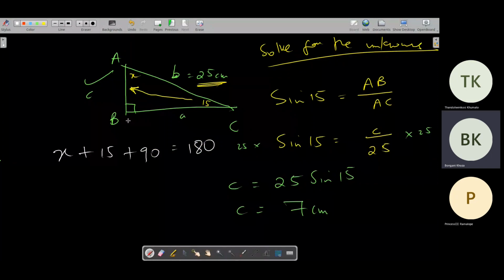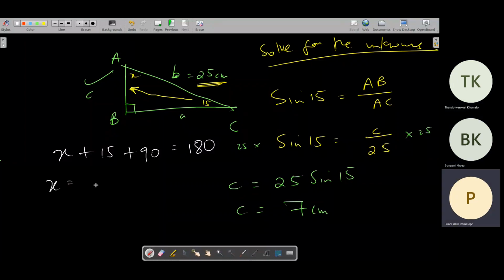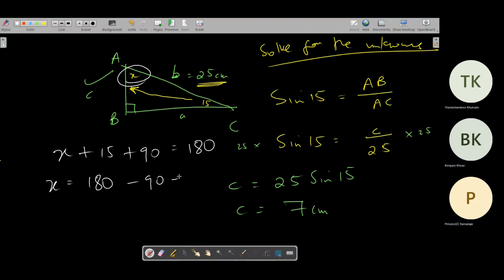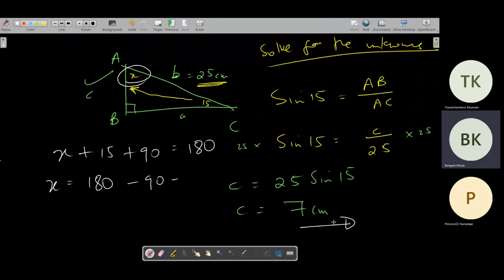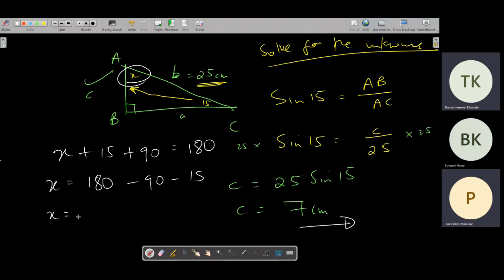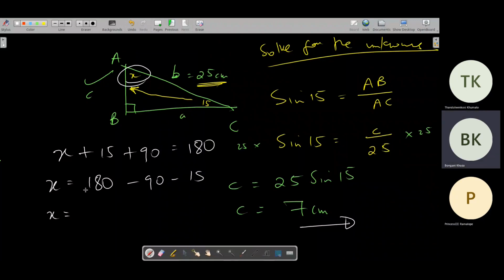Do you remember this from triangles? Yes. So that means your x. I'm actually solving for x. X is also an unknown. What do we get here? 180 minus 90 minus 15.